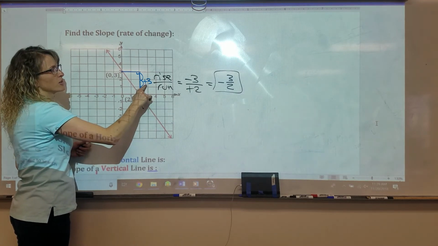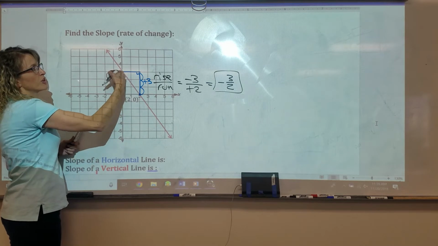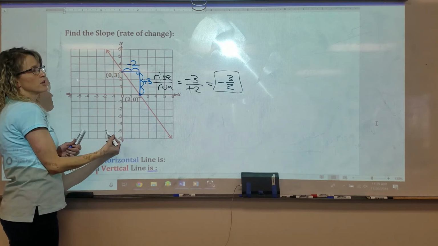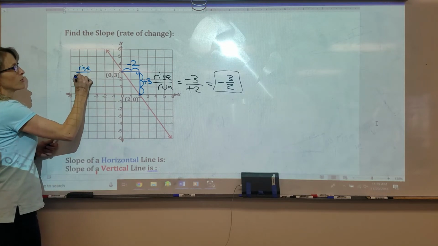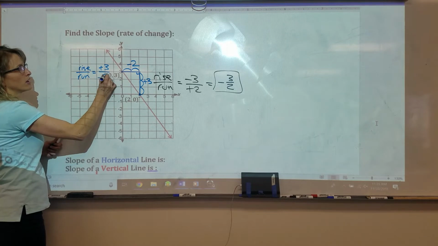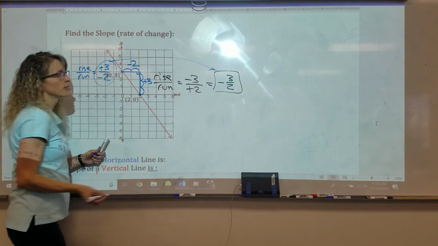Keep waiting. You're going to see what's going to happen. Now I'm going to go to the other point. I'm going to go 1, 2, but I went left. I went negative 2. So is my rise over run positive 3 over negative 2? Are these the same? Yes.